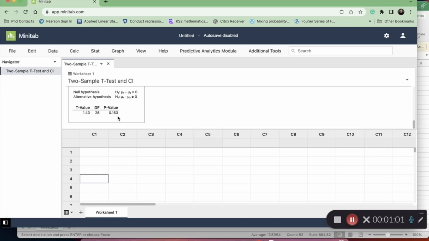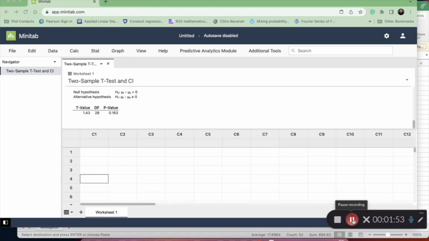The p-value is 0.16, which is greater than 0.05, the alpha. So we are not located in the rejection region. So what we do, we fail to reject the null hypothesis. So the difference between the two means is actually due to the sampling error. It's not an actual difference, basically.